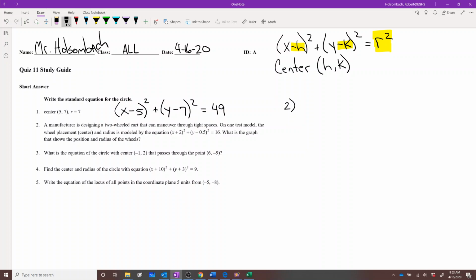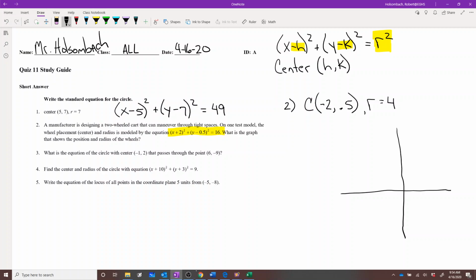So if this is our equation, standard form of the circle, then our center is going to be located at −2 and positive 0.5. The radius of that circle is going to be equal to the square root of 16, which is 4. So what we're looking for is a graph that looks similar to this. We're going to want a circle with a center at −2 and 0.5.